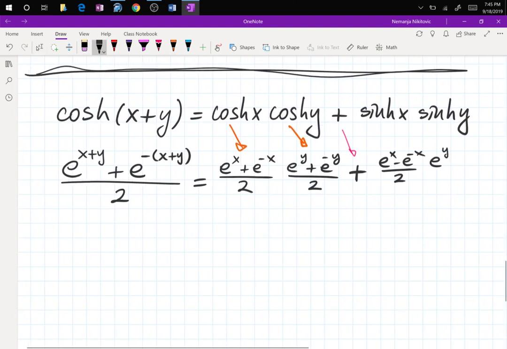E to the y minus e to the minus y over 2. There we go. So that is us setting up the problem. Now we have to go FOIL, like terms, and all that kind of stuff.